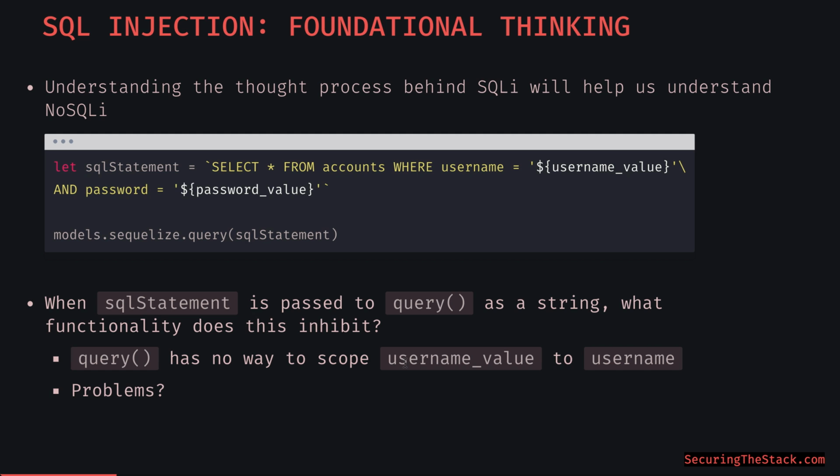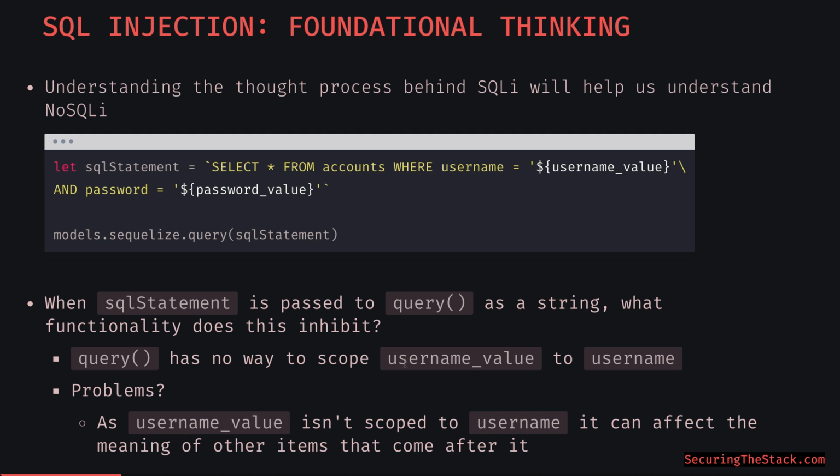Now, what could be the problem of this? So just think about it for a sec. Now I'll continue. I'm sorry, having a little throat problems. Of course, it's always got to occur right when you're doing a tutorial. Okay, but you'll bear with me. All right, so what are some of the problems? As username value is not scoped to username, it can affect the meaning of other items that come after it, and it can change the query.